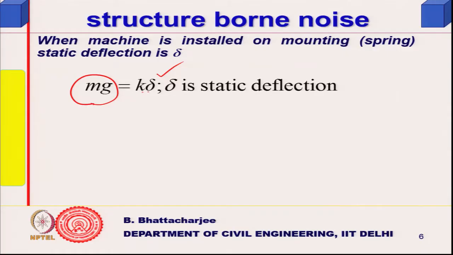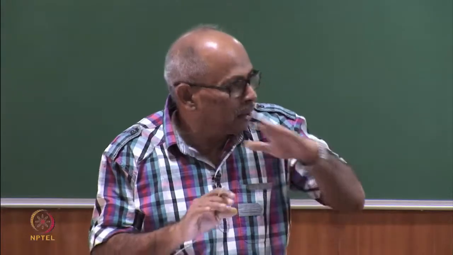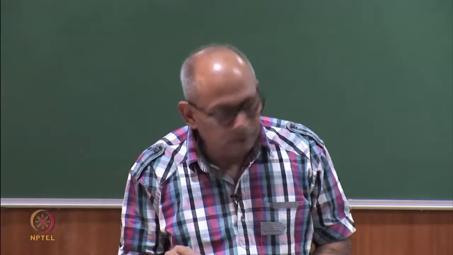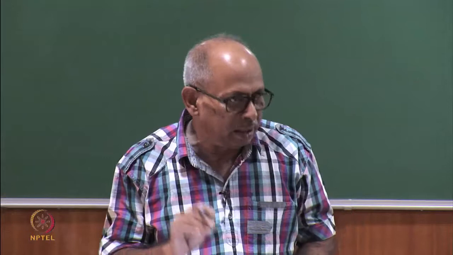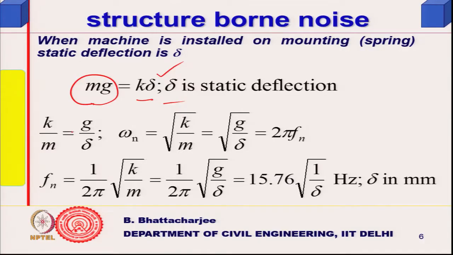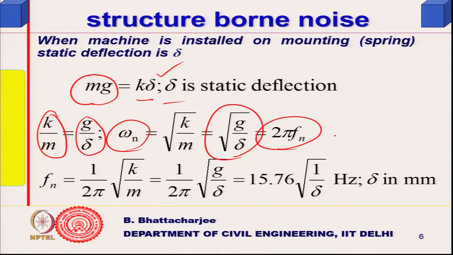So, mg must be equal to k delta, because I said that I have put in the machine and then pulled it up. The system is mass, then the isolation, then my foundation. So, there is an initial static deflection whenever I have put it. That is called static deflection, and k by m is g by delta, right. So, omega n is under root g by delta, which is equal to 2 pi fn.